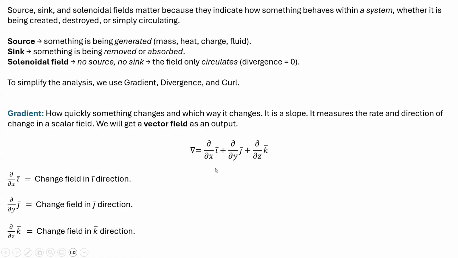This is the way we write the gradient, where del by del x i cap represents the change of the field in the i cap direction, and i cap means the horizontal direction. This one represents the change of the field in the j cap direction, and this one represents the change in the k cap direction. Now, if we assume there is a function t, let's say of x, y, z, and we plot it, we will get something like this.